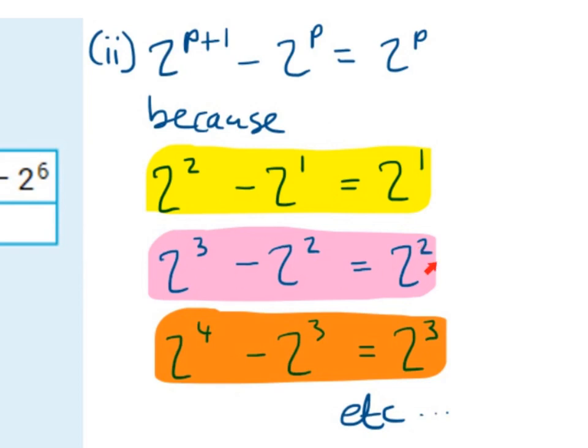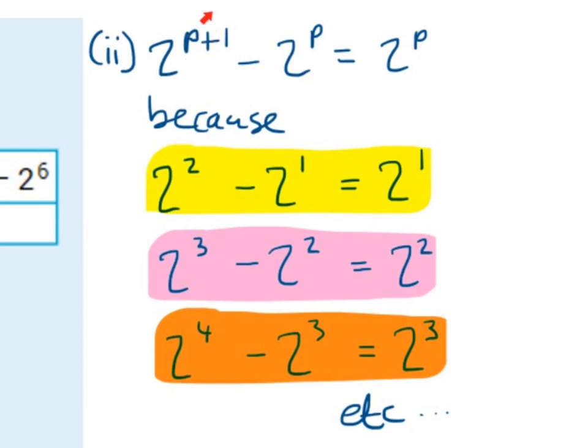If we have a look then at the pink statement. So if p is 2, then p plus 1, so 2 plus 1 is 3. So then we end up with 2 squared as our answer. So again, that p must be 2. In the third statement, the orange statement, if p is 3 and 3 plus 1, so p plus 1 is 4, and our answer is 2 to the power of 3, so the power is 3. So the answer is p. So this statement makes sense. So 2 to the power of p plus 1 minus 2 to the power of p gives us 2 to the power of p.